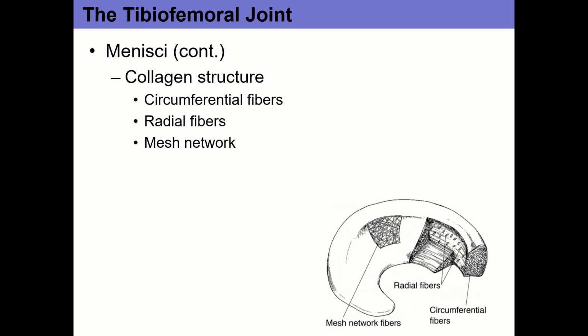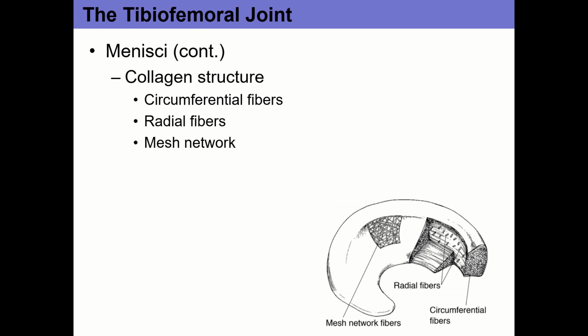In terms of the collagen structure, you're looking at fibers in essentially 3 different directions, or 3 different types of fibers, if you will. So they're all the same collagen. It's almost all type 1 collagen. But you've got circumferential fibers that run kind of the circumference of the meniscus. And so as you get compression between the femur and the tibia, those are going to be the ones that really bulge out. And so they're responsible for resisting most of the compression.